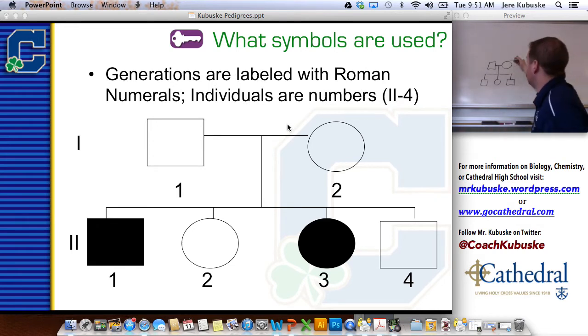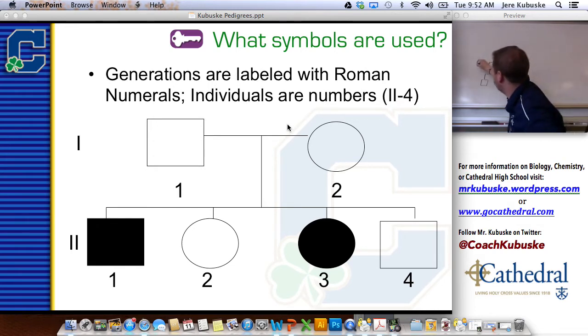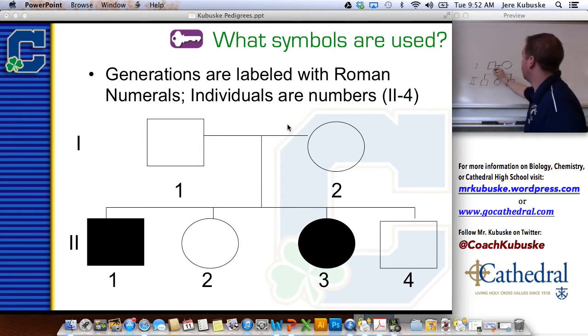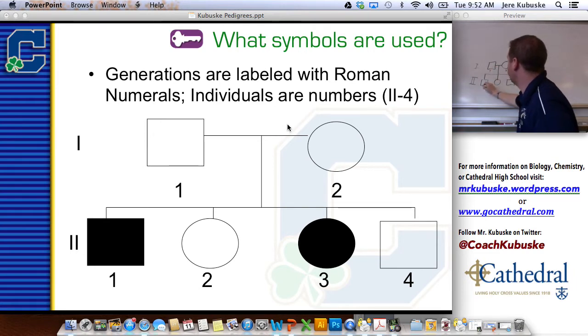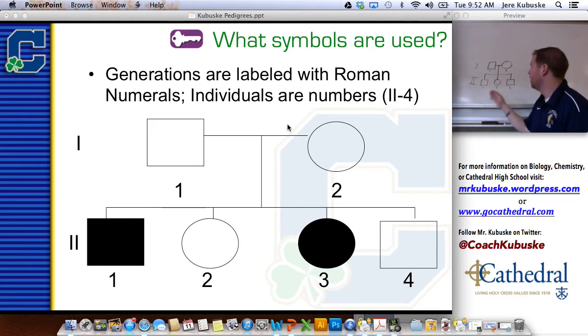Now, since each one of these is a different generation, generations are labeled with Roman numerals. So I've got Roman numeral 1, Roman numeral 2, so I have two generations here. And then the individuals themselves, we give them numbers. We just number from left to right. And usually when you make these, you go oldest to youngest, left to right. But as you get to bigger and bigger family trees and pedigrees, it doesn't always work out that way. But usually this is how we started. This is the starting point.